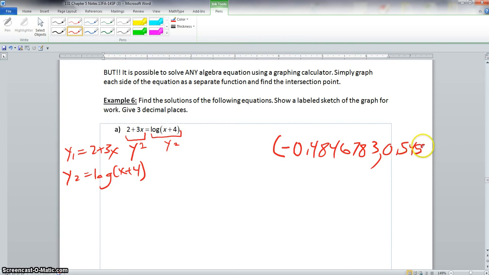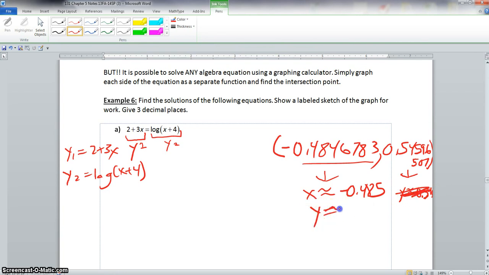Now I'm running out of space, so it'll be 9, 6, and then 507. So these are the 2 points you will have. So here we will have x is approximately negative 0.485. And so we know y will be approximately 0.546. Wait a minute, let me write that here. Y would be approximately 0.546.